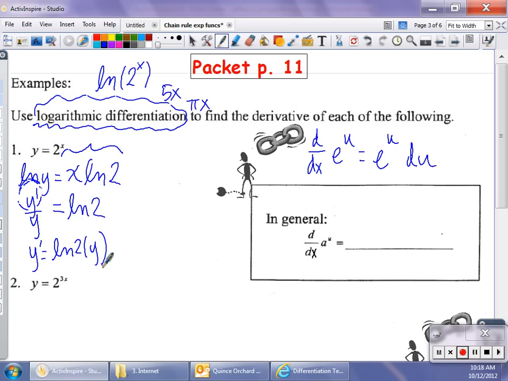However, it's not in terms of x. The original problem was in terms of x, so I can substitute in place of y its equivalent, which is 2 to the x, and so y prime, the derivative, is equal to the ln of 2 multiplied by 2 to the x. And so we have the derivative, and we found that using logarithmic differentiation.